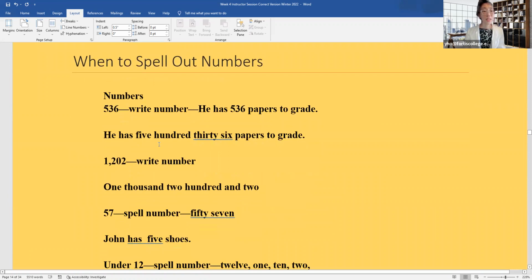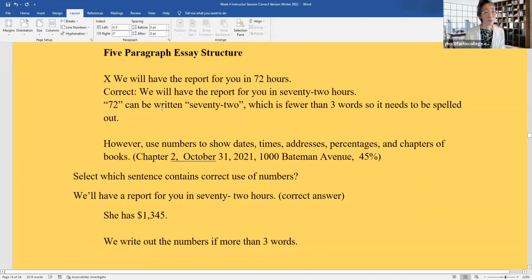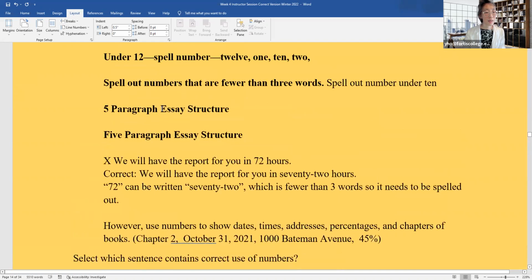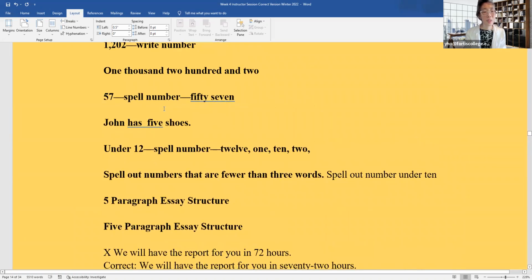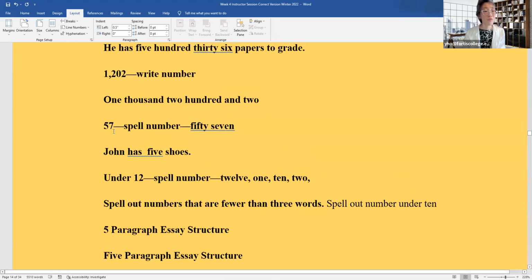That's it. When to spell out numbers. Okay, so if we have a long number, let's see, where is the rule? Oh, spell out numbers that are fewer than 3 words. So any number that's fewer than 3 words, you spell it out. If it's 57, that's only 2 words, so instead of writing the number 57, you write fifty-seven. But if you have something like 1,202, you can just write the number.